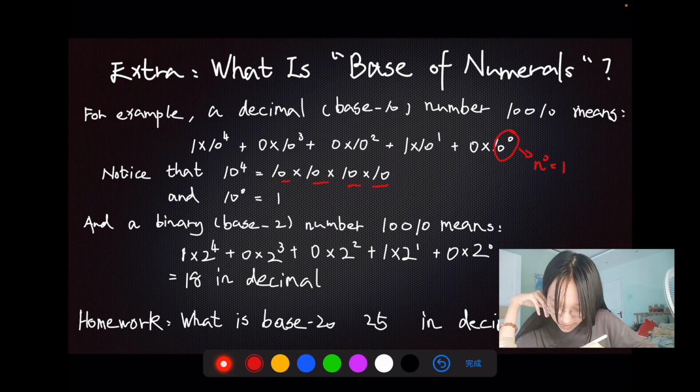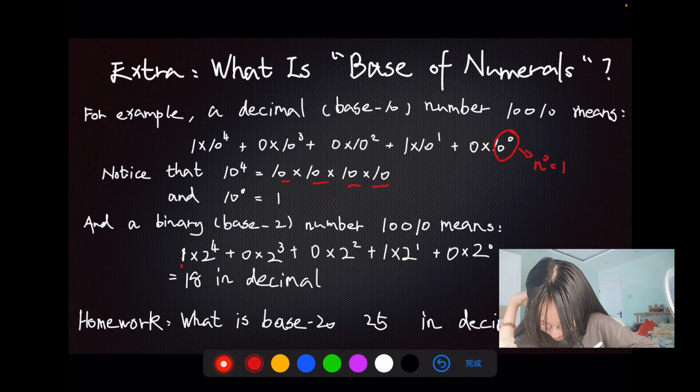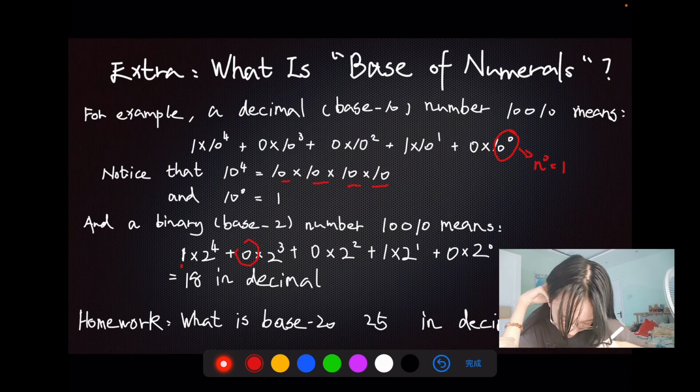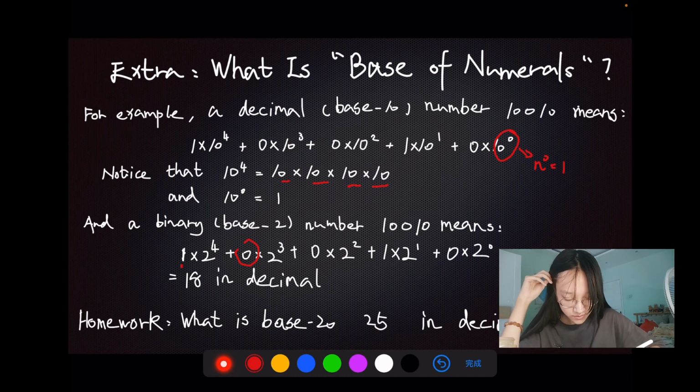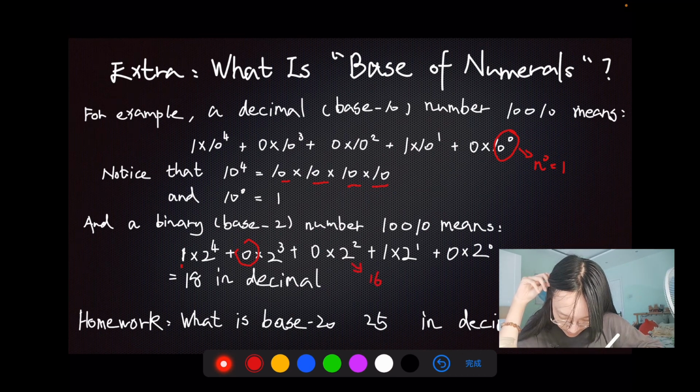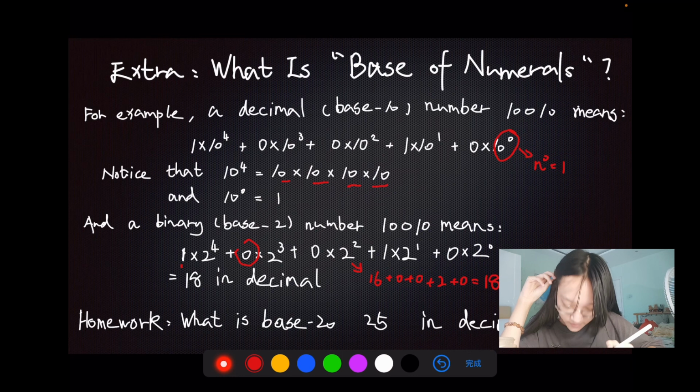And a binary number of 10010 means we have a 2 to the power of 4, and we have no 2 to the power of 3, and we have no 2 to the power of 2, and we have a 2 to the power of 1, and we have no 2 to the power of 0, which means you will get 16 plus 0 plus 0 plus 2 plus 0, and it gives you 18 in decimal.